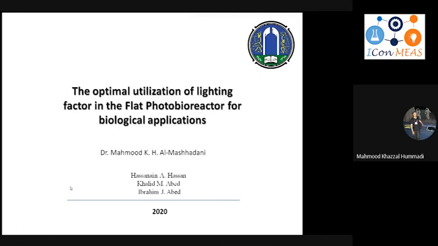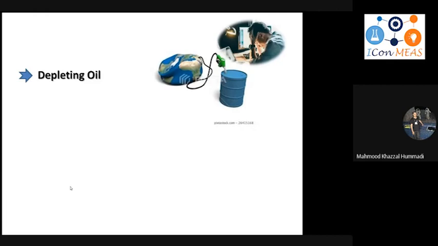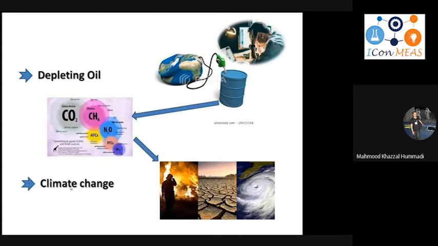The title of my research is the optimal utilization of the lighting factor in the flat photobioreactor for biological applications. Up to now, fossil fuel remains the main source for meeting global energy requirements, despite the environmental and economic crisis. Depletion of this source is sufficient to create economic and social problems that may stop the current acceleration of development.